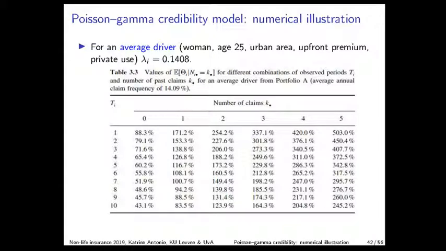Indeed, she will have to pay 88.3% instead of the 92% from the good driver of the base premium after one claim-free year, 79.1% of the base premium after 2 claim-free years, and so on. Now, considering the penalty in case a claim is reported, we see that the average driver who reports one claim during the first year will have to pay 171% of the base premium.